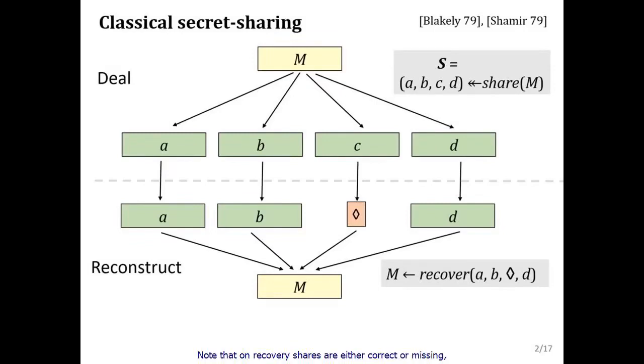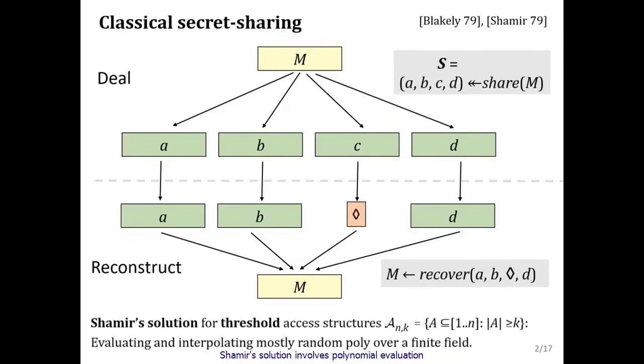Note that on recovery, shares are either correct or missing, with missing shares being marked and no share ever being wrong. The classical solution to this problem, due to Shamir, works for threshold access structures, meaning that the recovery succeeds when there is at least some particular number of provided shares. Shamir's solution involves polynomial evaluation and interpolation over a finite field.